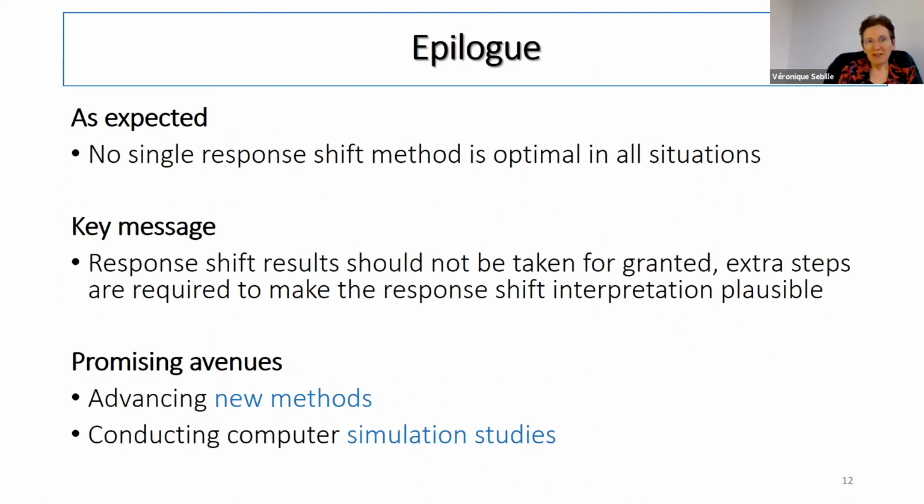So, as expected, we could see that no single response shift method is, of course, optimal in all situations. And the key message of this critical examination is that response shift results should not be taken for granted. Extra steps are really required to make response shift interpretation plausible. We also think that some promising avenues could be interesting, such as advancing new methods. And also we really believe that conducting more computer simulation studies could be of value to assess and compare the performance of methods. And it could maybe provide a great addition to the field.